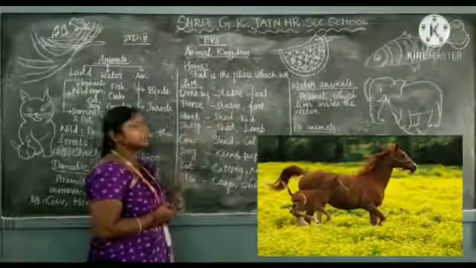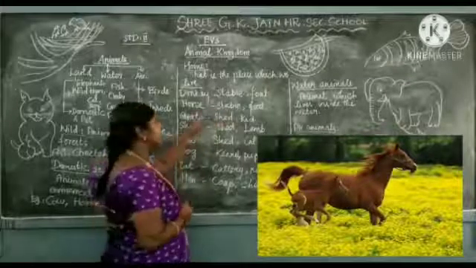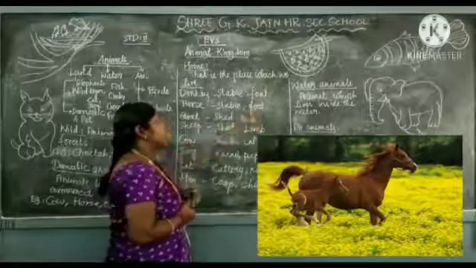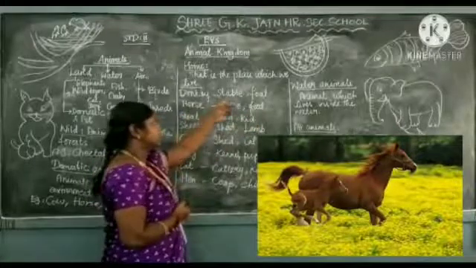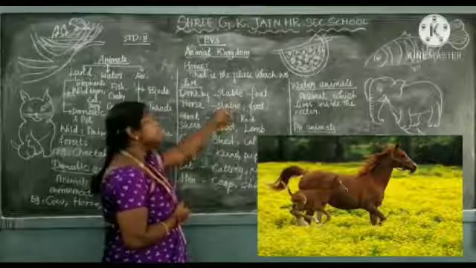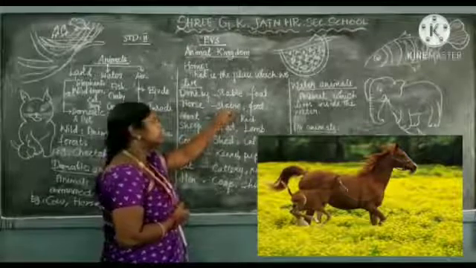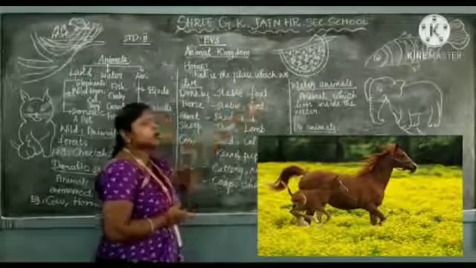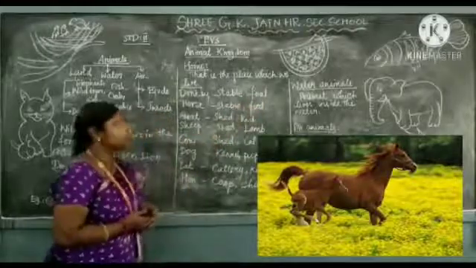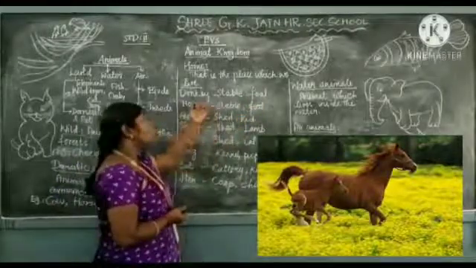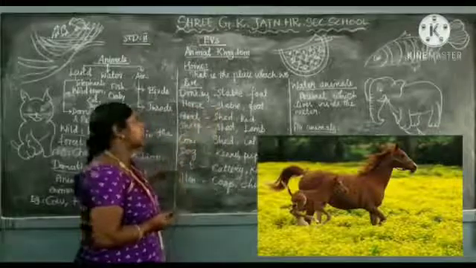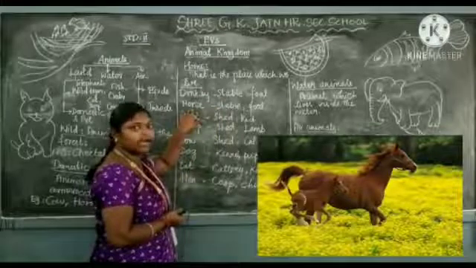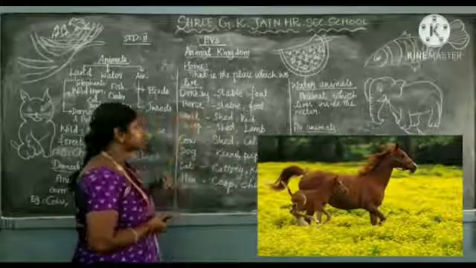Home for horse is stable. Again the same thing for the horse. Donkey is stable, lives in stable. Like that, horse is also the home for the same thing. And the young one of horse is foal. Foal is the young one for donkey as well as the fastest animal on land, that is horse.